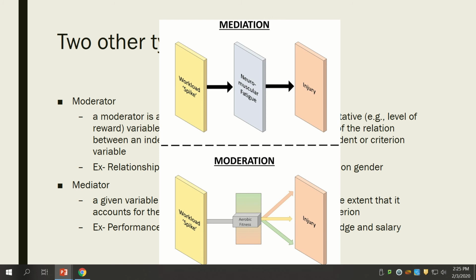So there'd be lower injury in high aerobic fit people, some injury in moderately aerobic fit people, and high levels of injury in low aerobic fit people. Is everyone good with this? So that's an example of a moderating variable. The moderating variable is their level, kind of arbitrarily dictated, of aerobic fitness. Is everyone good with that?